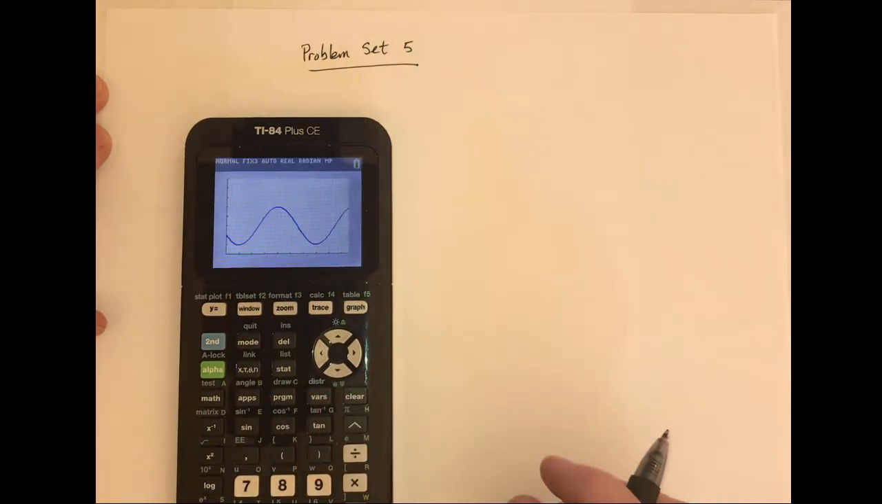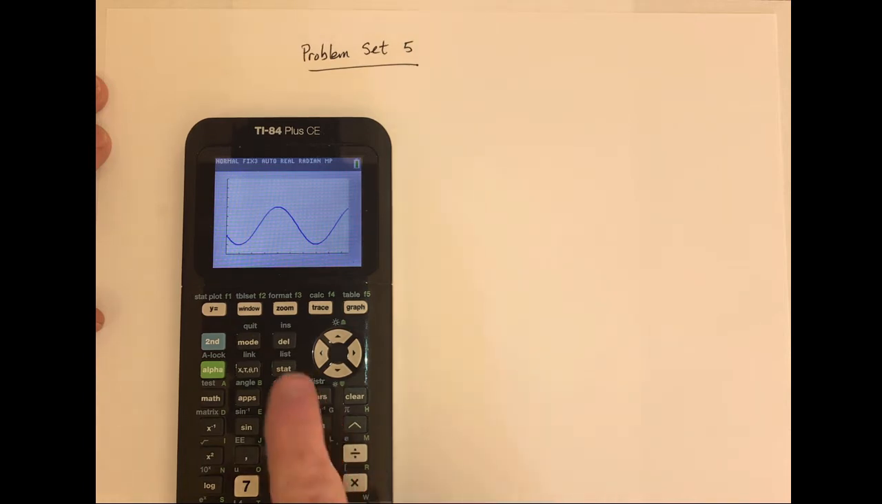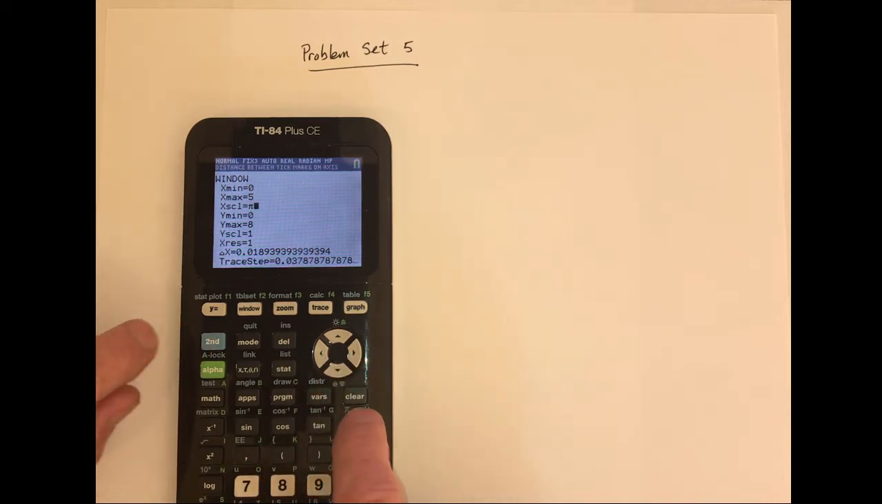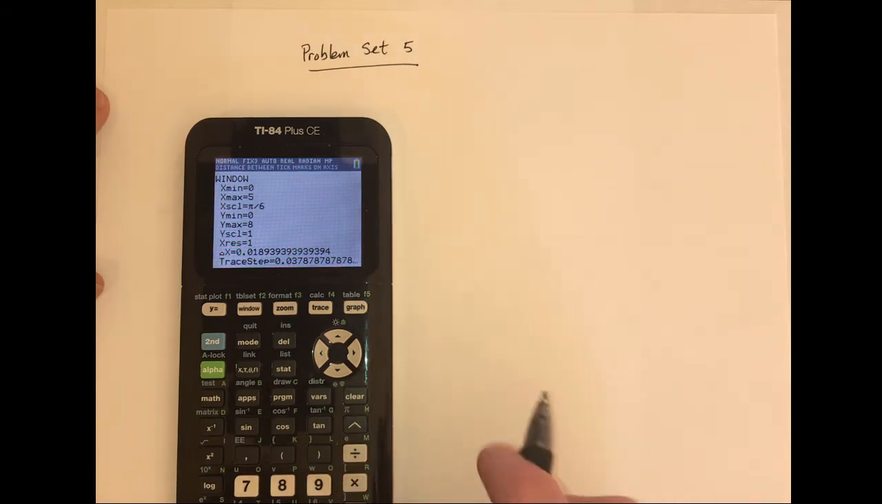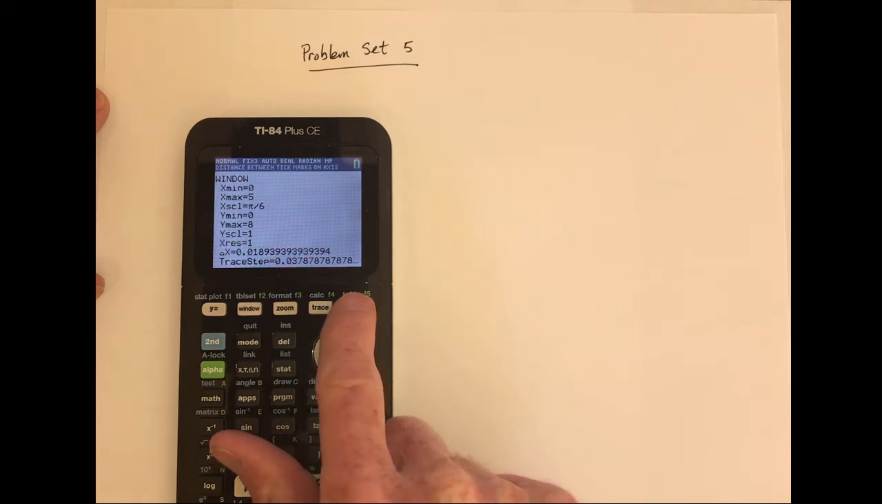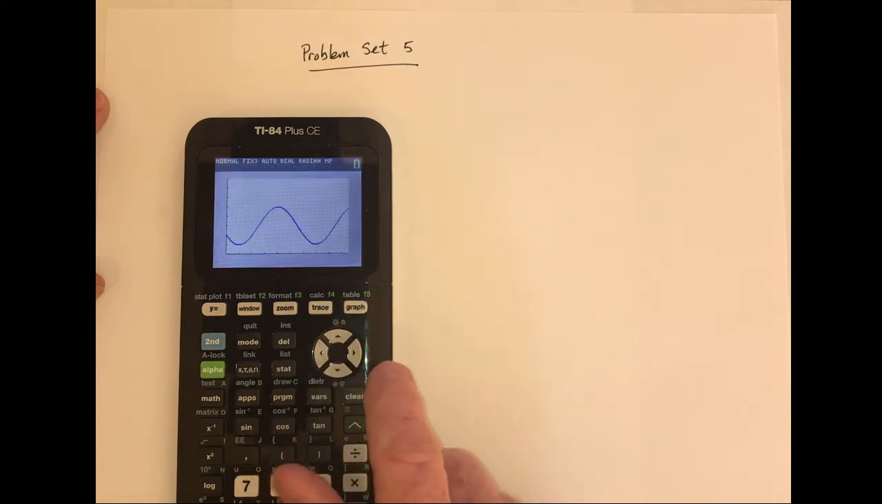So first of all, I've got this graph and I want to know what's the function that created this graph. So when I go to the window, right now x is going from 0 to 5, and this scale I put as pi over 6. So along the x-axis, all of the little tick marks are going to be worth pi over 6. And then take a look at the graph.